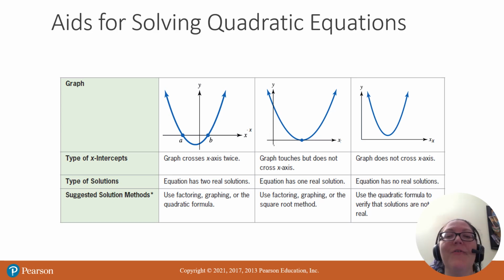Okay, so for the third possible case, that was where the discriminant was a negative number. When you look at this one graphically, it shows you that the graph doesn't cross the x-axis whatsoever. This means there are no x-intercepts in the real number system, which is why we say the equation has no real solutions.